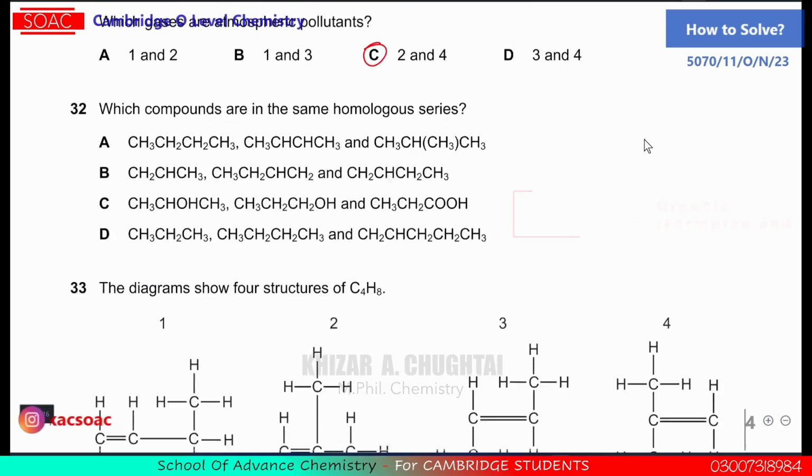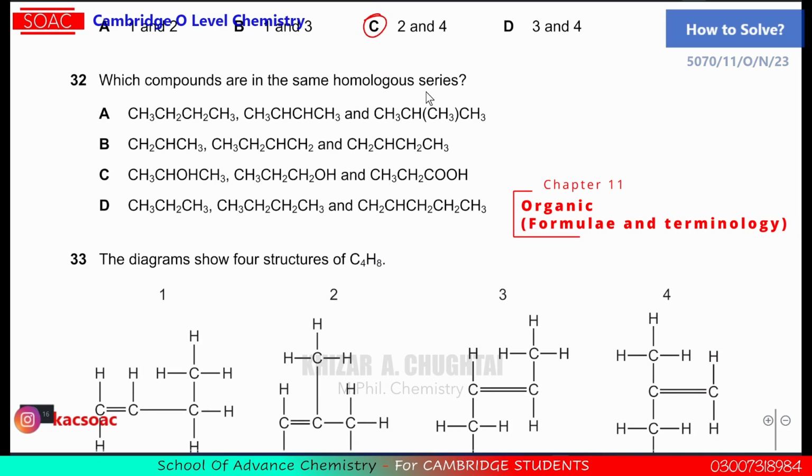Question number 32. Which compounds are in the same homologous series? Homologous series means alkane, alkene, alcohol, carboxylic acid, ester, and so on. Let me check option A, first one. CH3, CH2, CH2, CH3, it's an alkane. Come toward the second option, CH3, CH. There must be a carbon-carbon double bond, so it is an alkene and it belongs to a different homologous series.